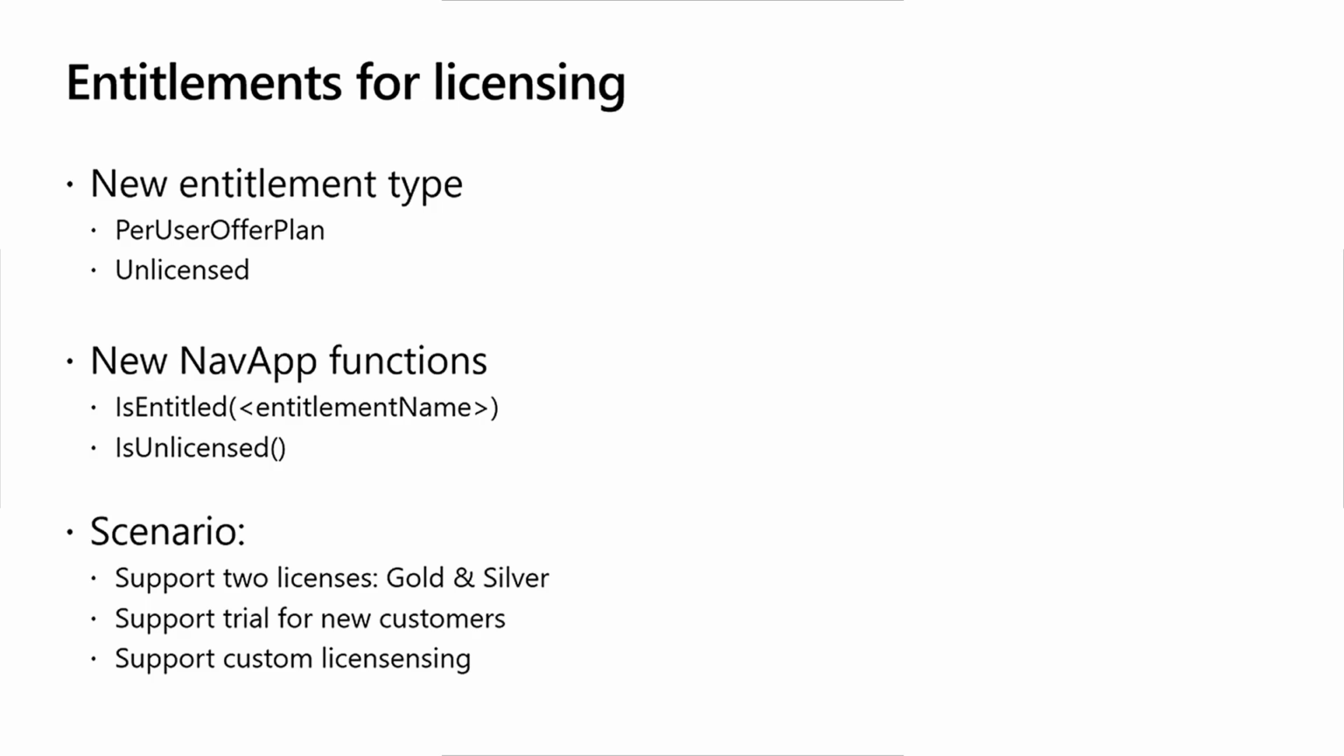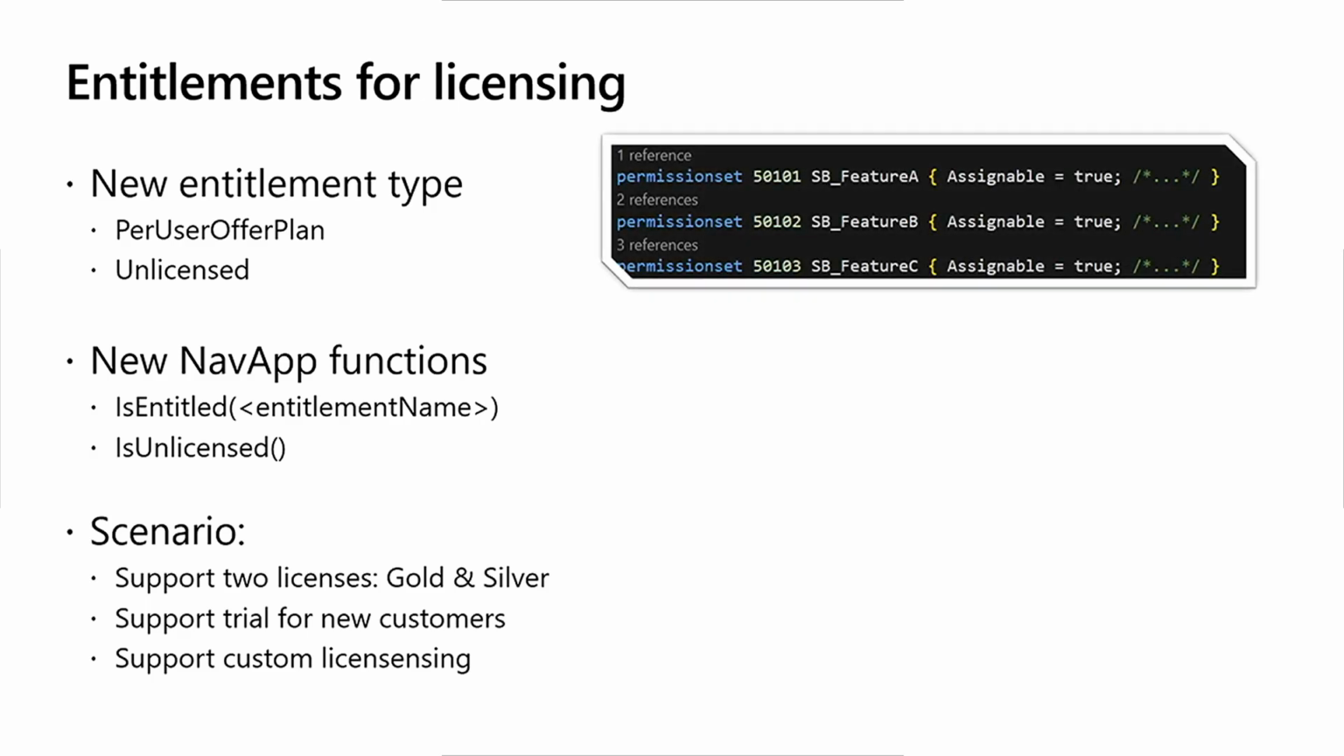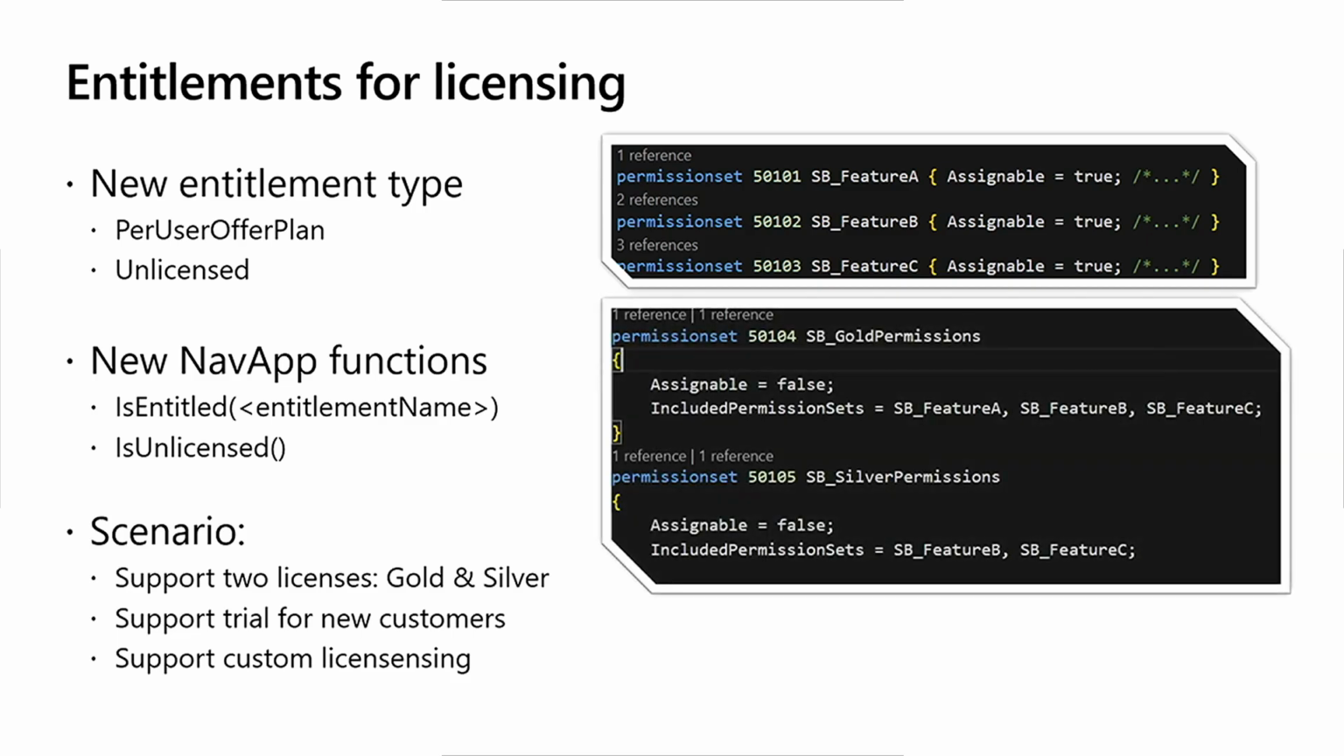Okay, so the first thing I do in my application is to create a couple of feature sets. This is the way I like to do it, you can do it whatever way you like. We need to define some permissions that cover areas of my application that I can either turn on or turn off depending on what license you have. So here I have 3 features. Then I'm going to define the maximum permissions a user can have if he's assigned one of my licenses. So I'm going to define a gold permission set that includes the features that are available when you have the gold license. I'm going to do the same thing for the silver.